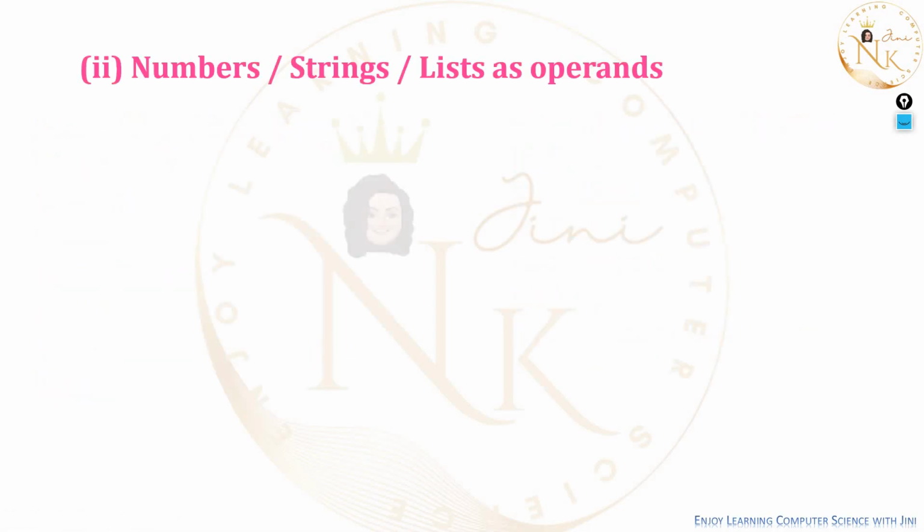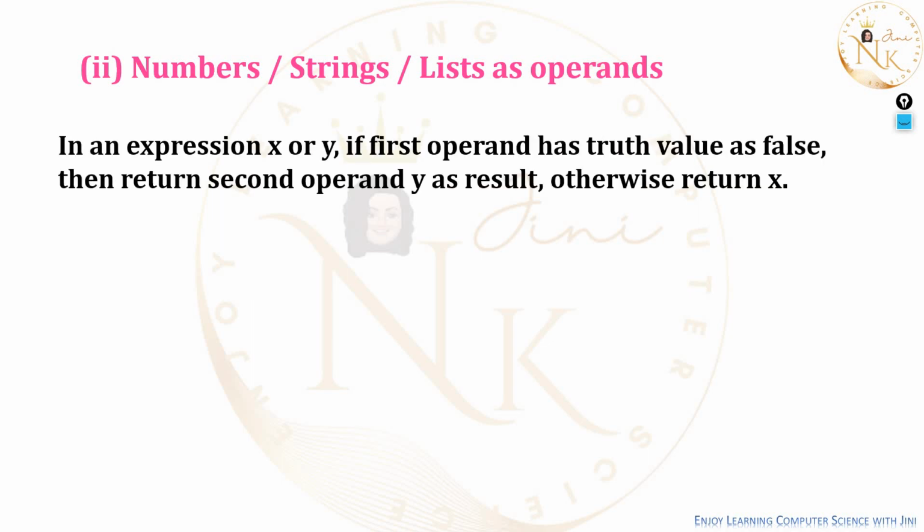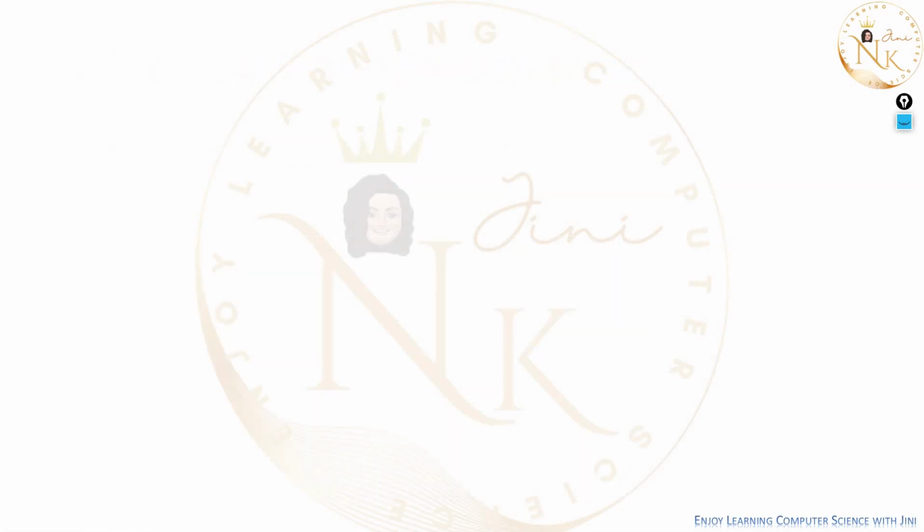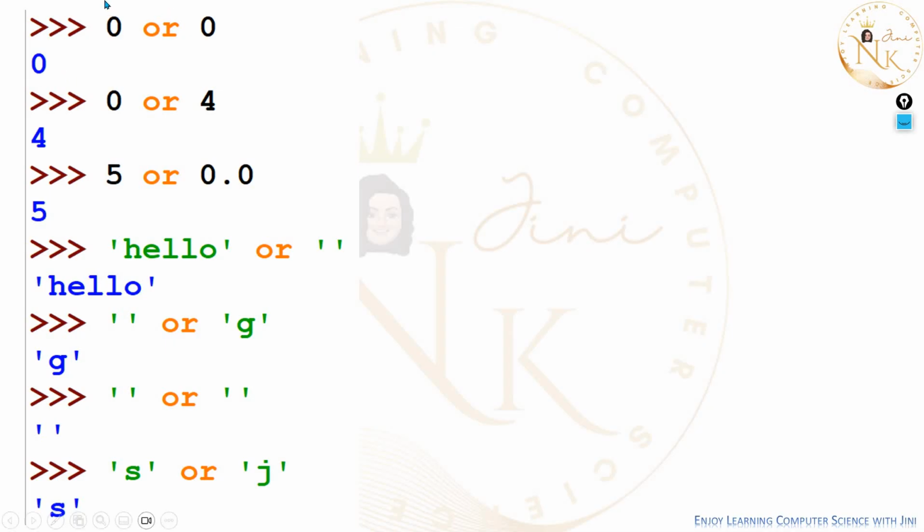Now, when the operands are numbers or strings or lists, how do you calculate? Many of you will get confused in these types of questions, right? So please listen carefully. In an expression x or y, if the first operand has truth value false, then return the second operand. I'll explain with an example. What is the first operand? 0. What is the truth value? False. So the output will be the second value.